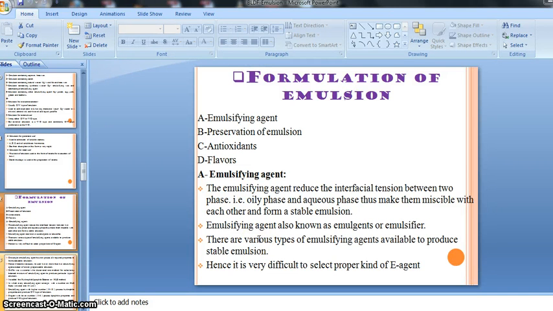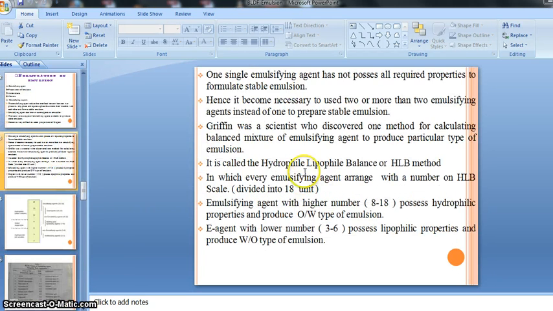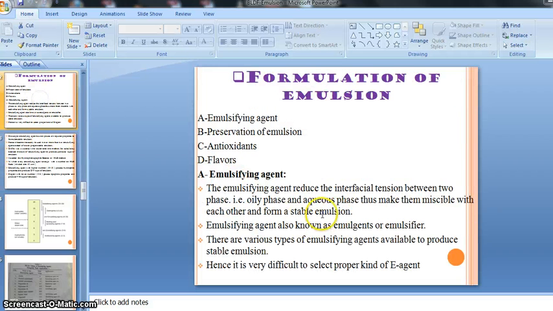So we are discussing the emulsifying agent, right? The emulsifying agent is a requirement of emulsion, that is, the formulation of emulsion. We already studied various portions of the emulsifying agent, so as I said, just take an overlook.